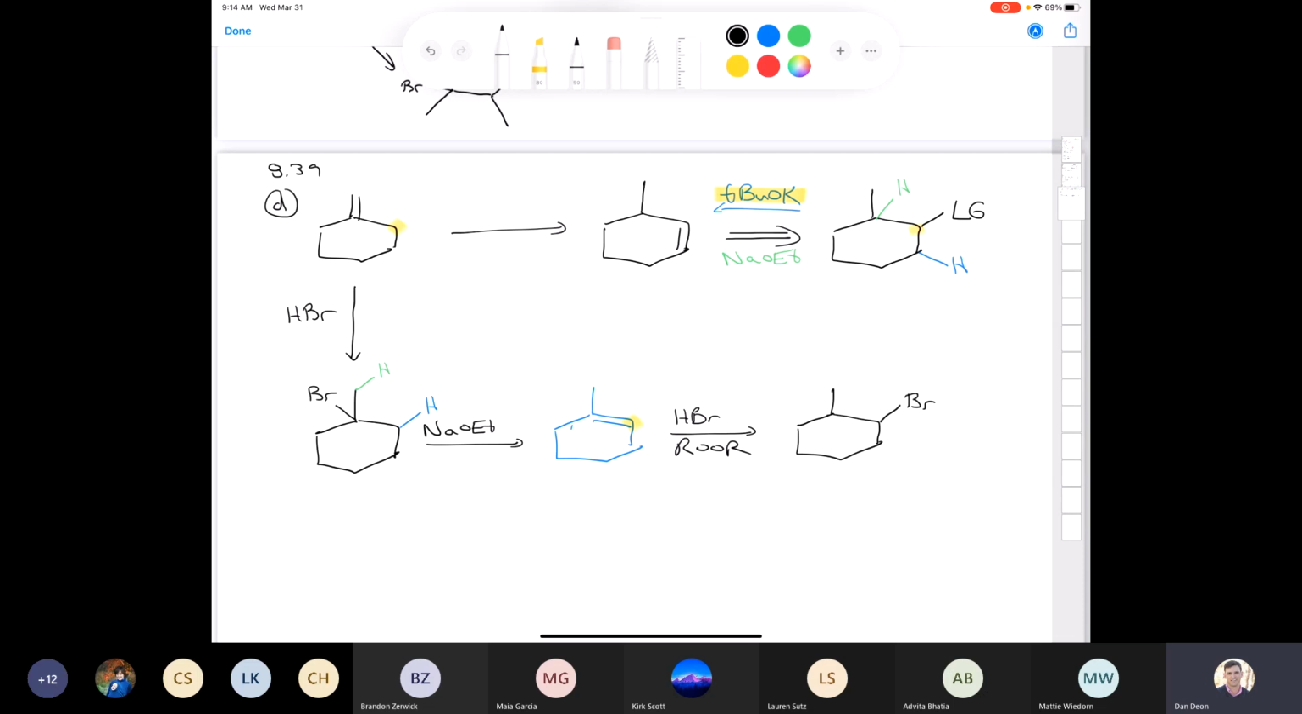So now I've got HBr across the double bond. And then if I treat this with a hindered base, like potassium t-butoxide, it's going to pull off this proton, right? If I draw the mechanism, it's going to abstract this proton, make the double bond, loss of leaving group like that. So how many total steps is that? It's 1, 2, 3, 4 steps.